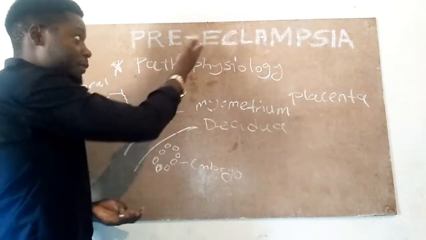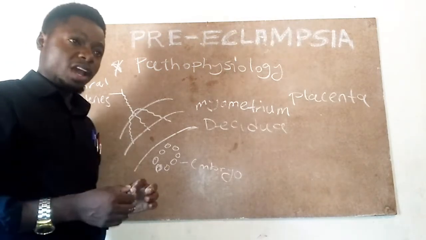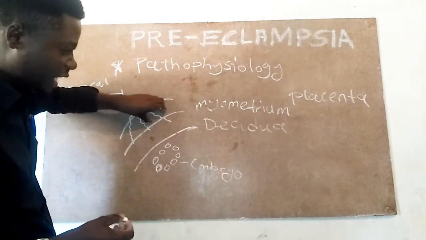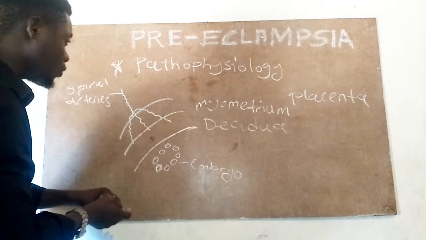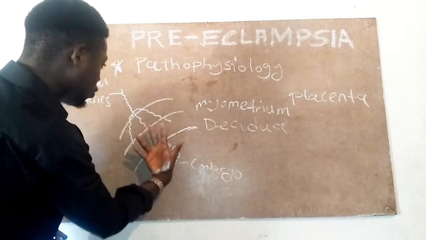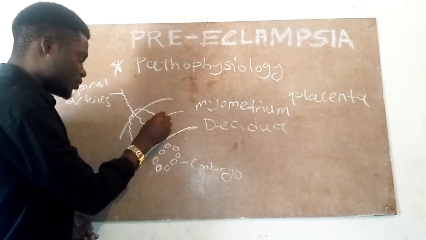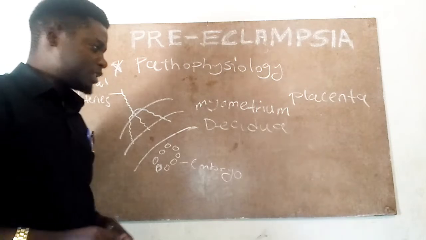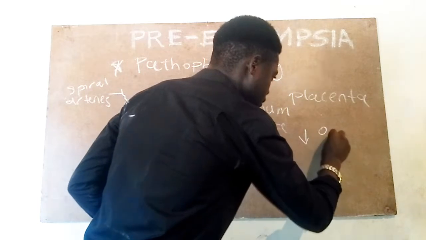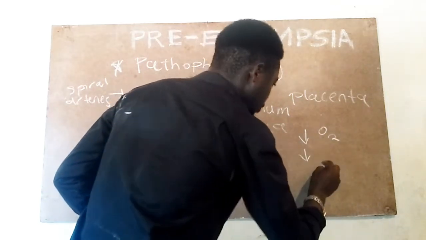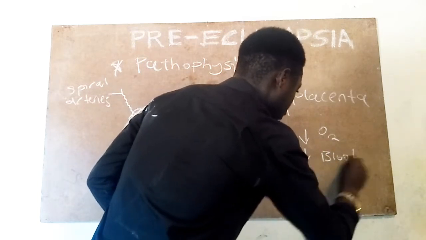However, in preeclampsia, these spiral arteries fail to remodel. They fail to dilate so that they can give access to the trophoblastic cells, being the cytotrophoblast and the syncytiotrophoblast, to enter, infiltrate, and gain access to blood. They remain constricted. Now, guess what happens to this placenta? There's going to be reduced oxygen supply due to reduced blood supply.